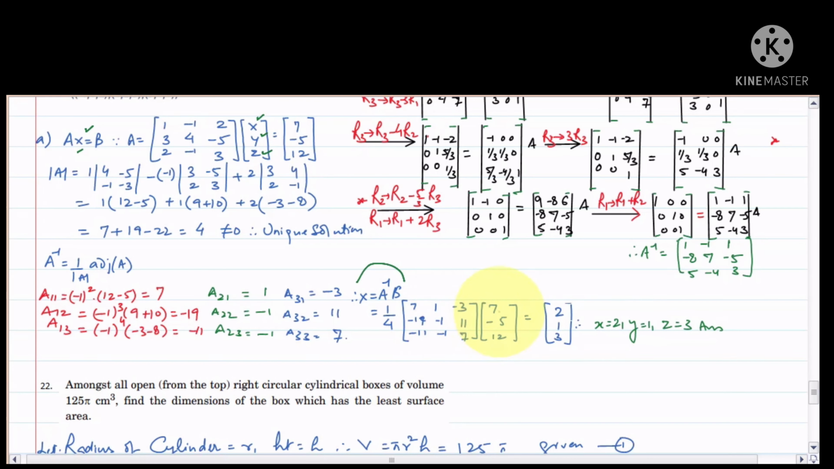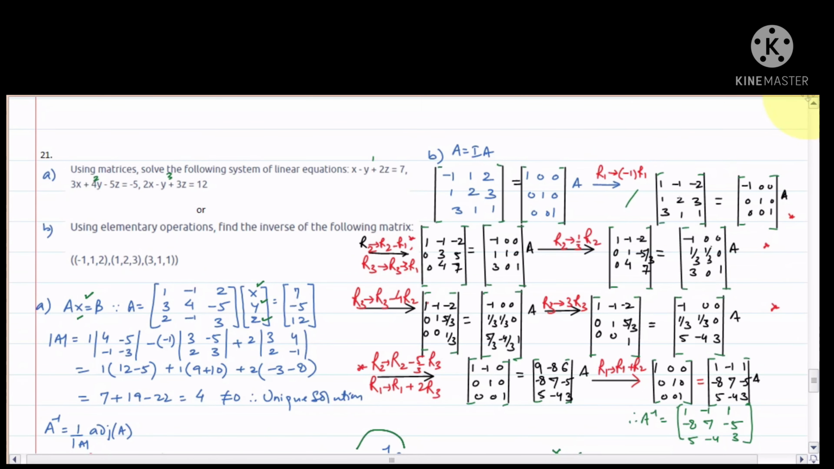B is given to us as 7 minus 5 12, and it has yielded the result as 2 1 and 3. Therefore I get this x matrix, and the value of x is equal to 2, y is equal to 1, and z is equal to 3. So there are chances of making mistakes over here. So try this question last. And its second part was using elementary operations. Again elementary operations becomes a little bit difficult.